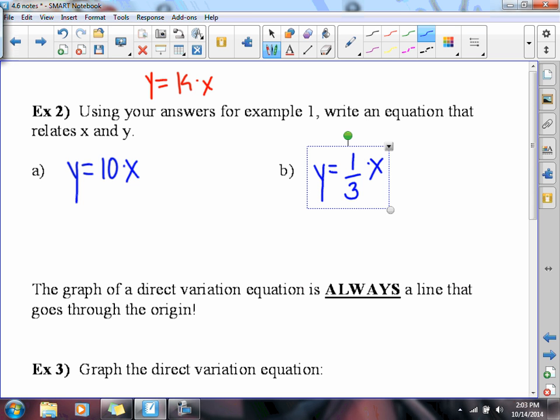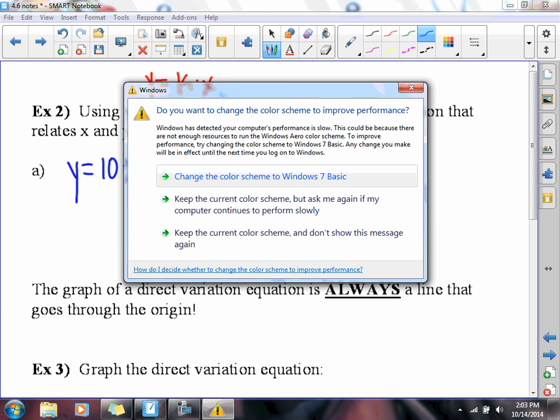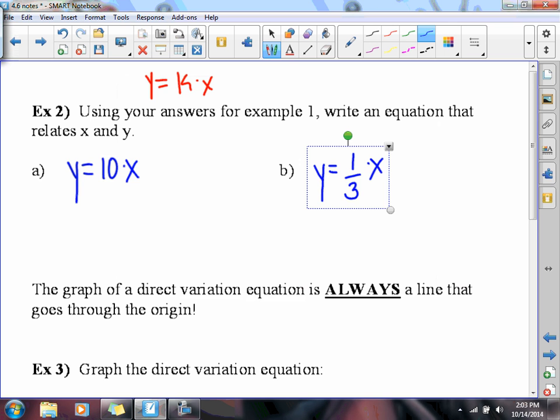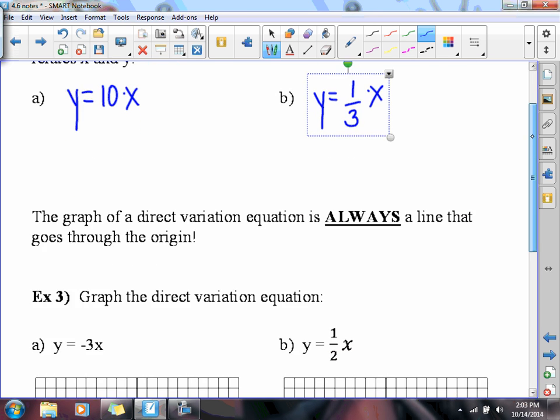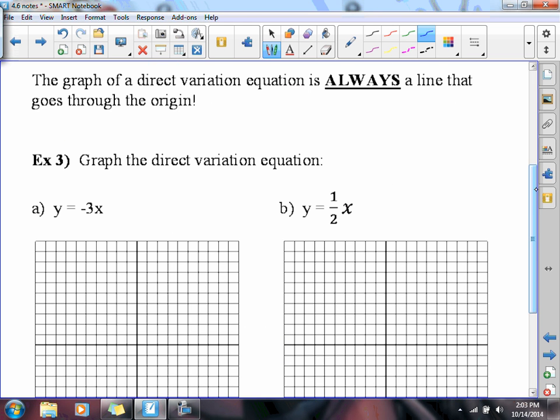Okay, so between example 1 and example 2, it's breaking down the big problem that you're going to have to work with. And it's breaking it down into 2 steps. A lot of times they're going to have you find the constant and then rewrite the equation. Okay. Now before we do problems like that though, we're going to talk about graphing them.